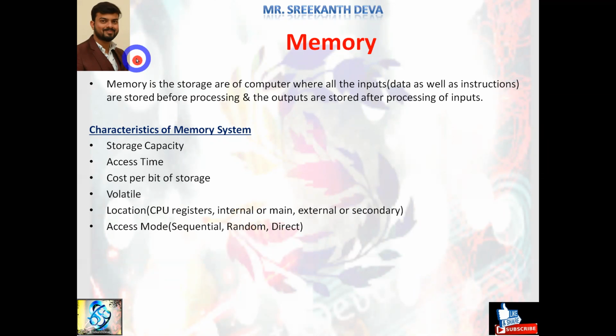So this is the introduction about what memory is and the various characteristics of the memory system. You need to remember storage capacity based on memory units, access time, cost per bit of storage, volatile and non-volatile, temporary and permanent memories. Locations like CPU registers, caches, internal or main memories, and external or secondary memories. And access modes like sequential order, random order, or direct order.